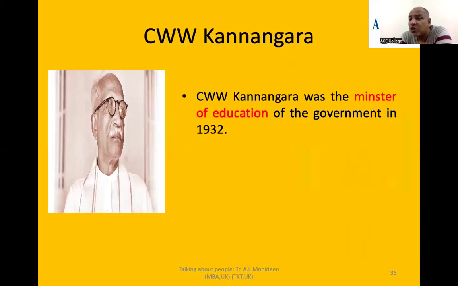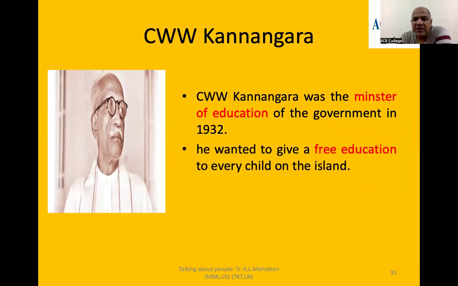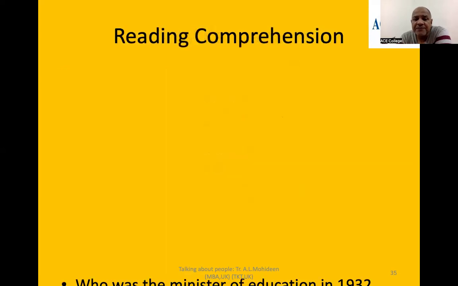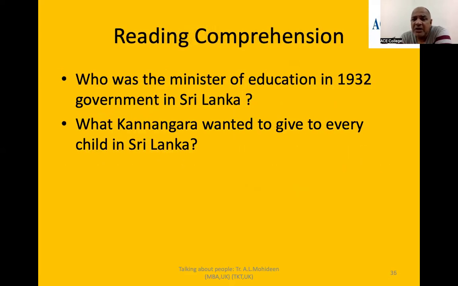Kannangara was the minister of education in 1932. He wanted to provide free education to every child on the island because at the time the British did not provide the opportunity for people to learn, especially in government schools. So he wanted to give free education when the British had the ruling system in Sri Lanka. So he is now called the father of free education because he is the one who introduced free education to Sri Lanka, right? So you have to remember these people.